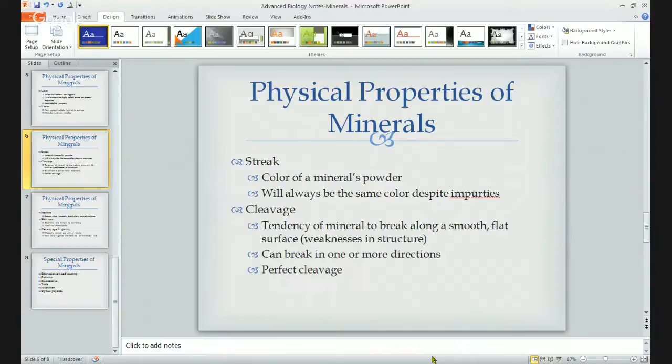Now the interesting thing about the streak is that despite the chemical impurities, despite the different colors of a mineral, the streak color will always appear the same color. It doesn't matter what color the mineral looks like, the streak will always be the same color.